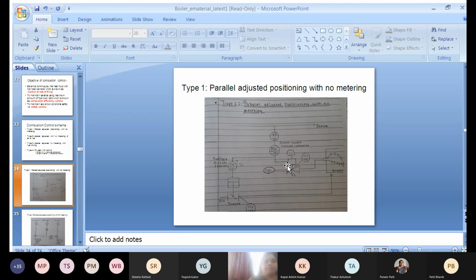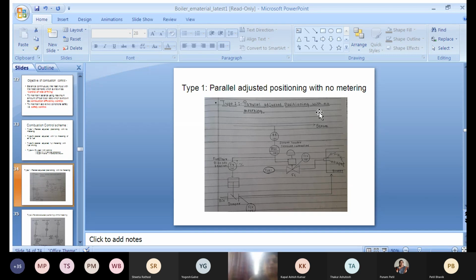What is the meaning of metering? Measurement. Here the air flow or fuel flow is not being measured. That is why, without measuring, we are just adjusting the air flow control valve and fuel flow control valve. The signal for the actuation of these two valves is generated by using the steam pressure in the steam line. So steam flow is measured by using the pressure parameter. This pressure transmitter will generate the signal and the controller will act on that signal. It will generate the actuating signal for these two control valves.